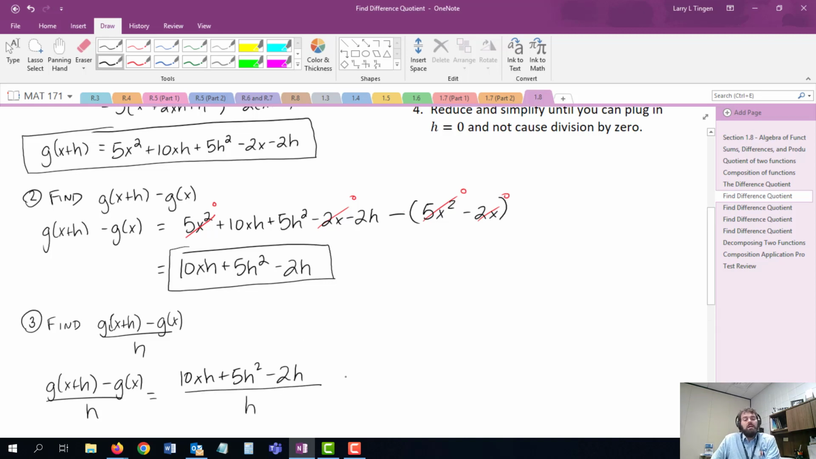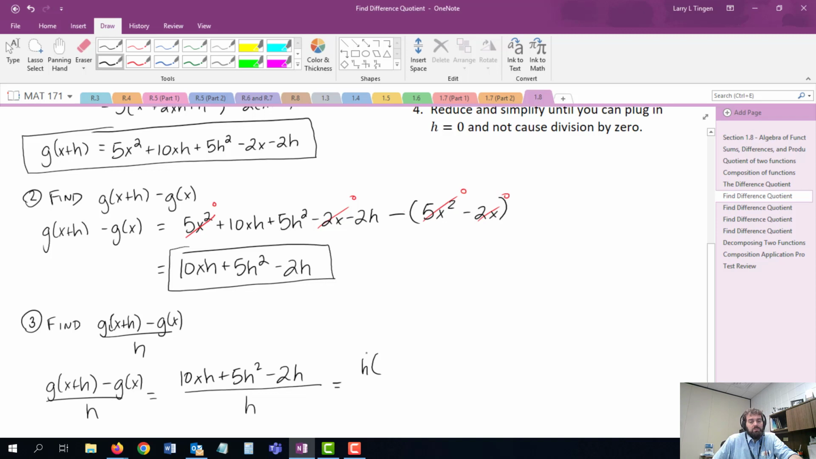And then I know I'm done when I can plug in 0 for h and I don't cause division by 0. Can I do that yet? Absolutely not. All right, that h down here is going to be a problem. So I can do this 2 ways. I think the easiest way is to say, look, all 3 terms in the numerator have a factor of h in them. So I'm going to factor that out.